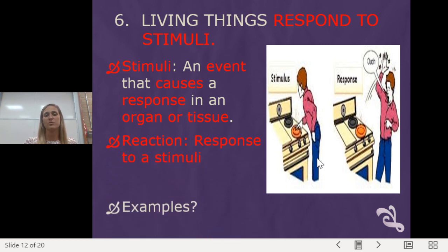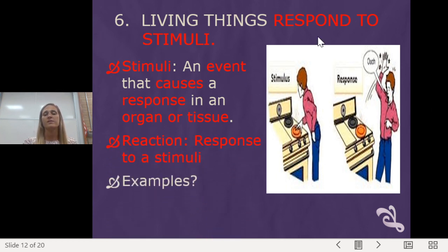The reaction is the response to stimuli. And in this case, we have this example of the hot stovetop and touching the hot stovetop, but can you think of any other examples of response to stimuli?